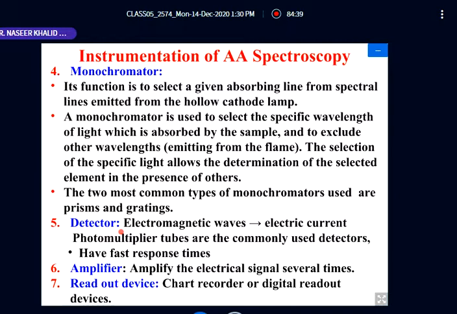Now, after that, there is a detector. These detectors convert the electromagnetic waves into electric current. That current is measured and converted into a digital form. So this is the electronics. The detector very often used in the atomic absorption spectrophotometer is the photomultiplier tube.